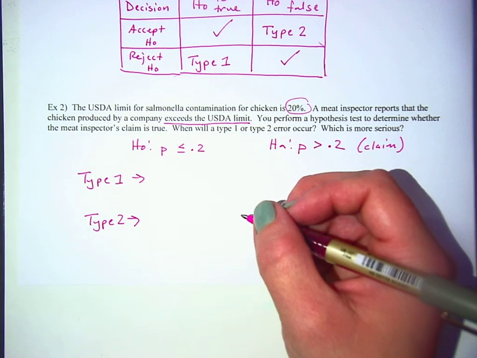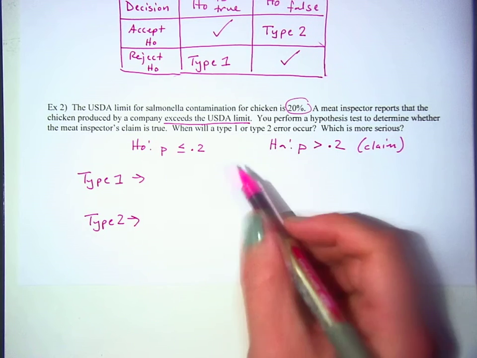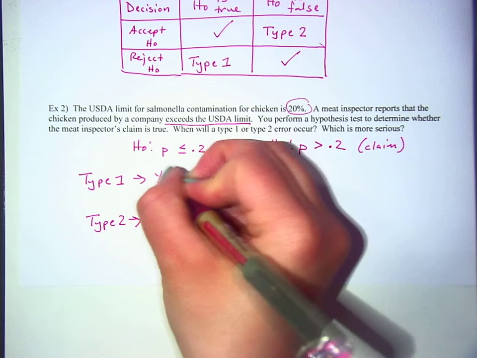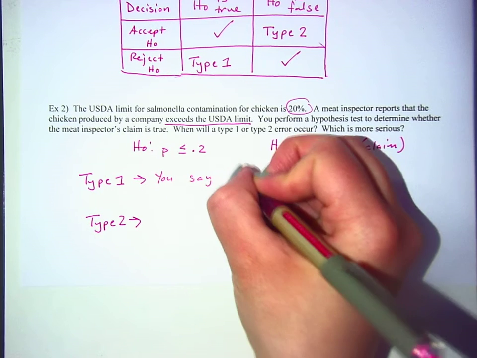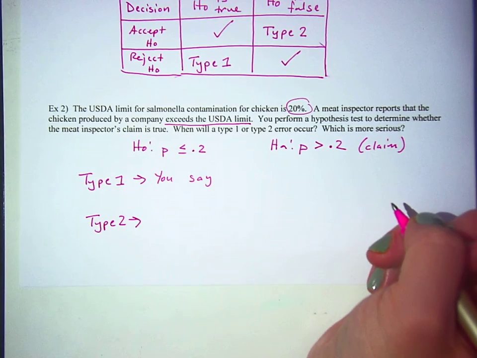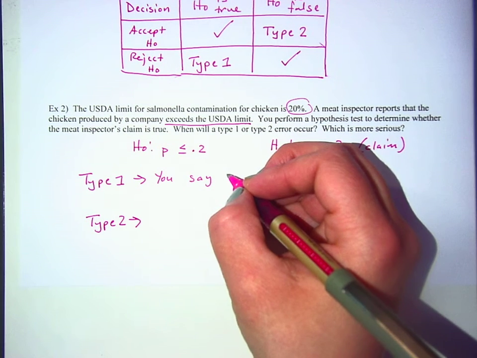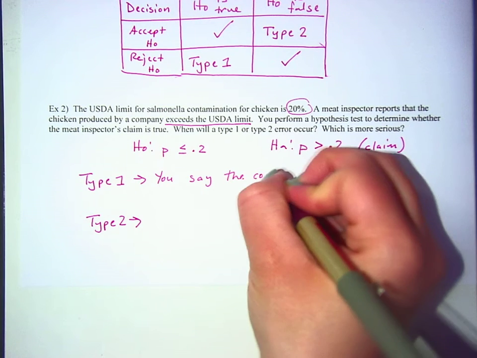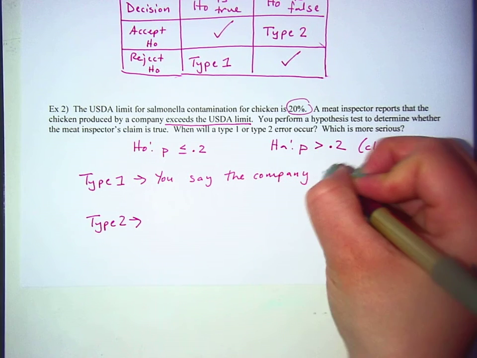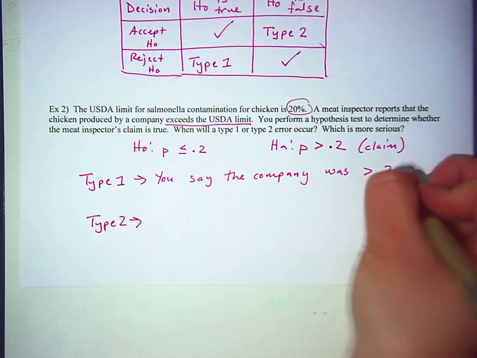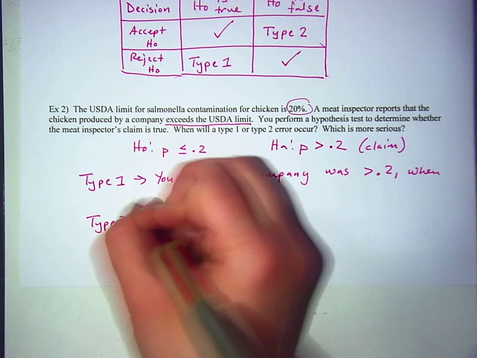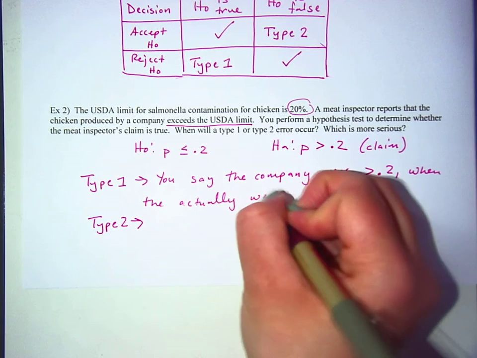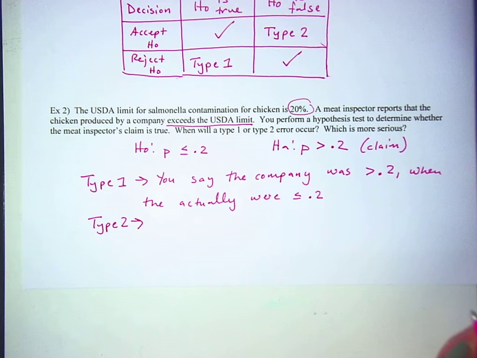Okay, so type 1. For this one, it's basically that you say that the null hypothesis is false, which means this one's out, which means this one's in. So you say the company was greater than 0.2 when they actually were less than or equal to 20%.